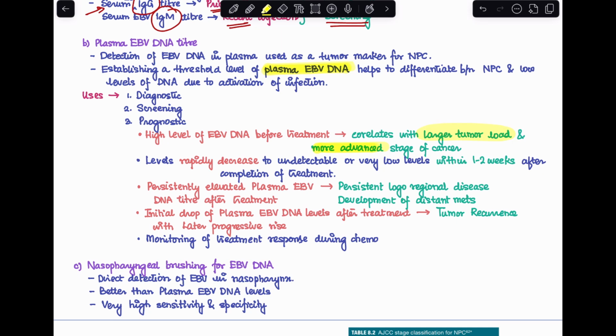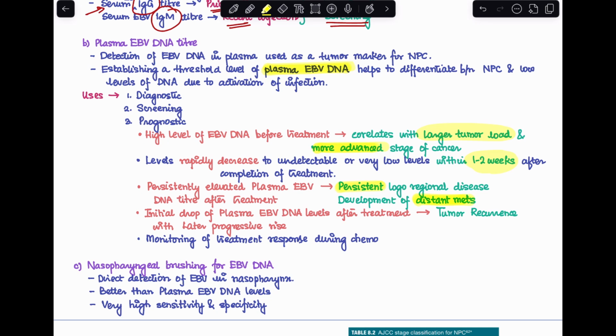Now, after treatment has been done, the Epstein-Barr virus DNA levels start to rapidly decrease, and they go down to either becoming undetectable or very low levels within as short as 1 to 2 weeks after the completion of treatment. However, if the levels have not decreased, if we are finding a persistently elevated level of plasma EBV DNA titers after treatment, that will be indicative of a persistent locoregional disease or the development of distant metastasis.